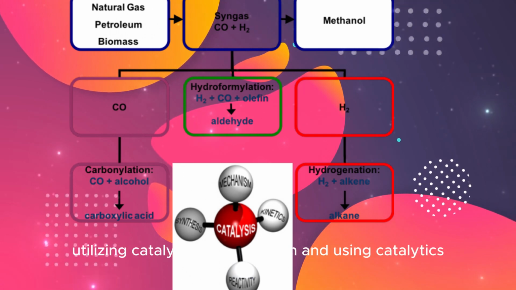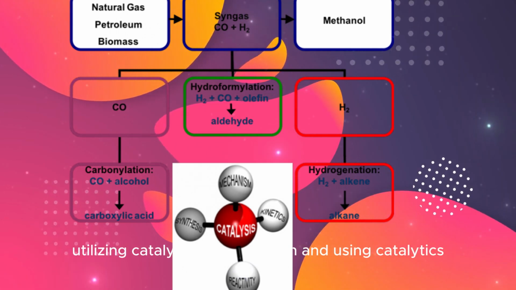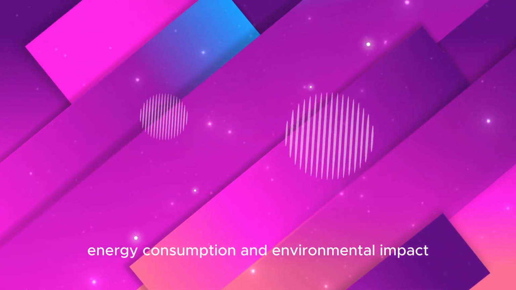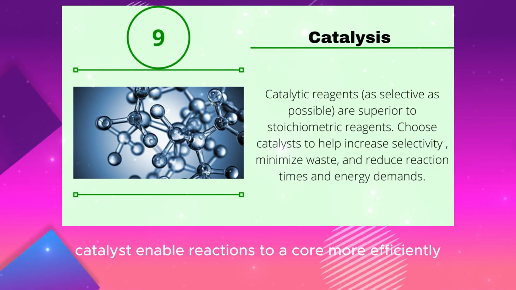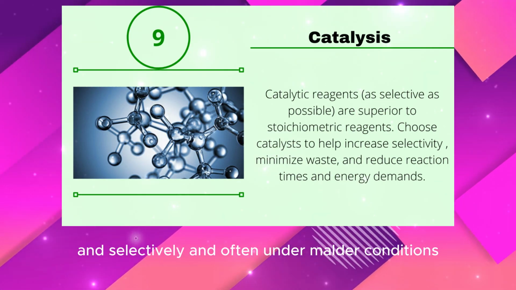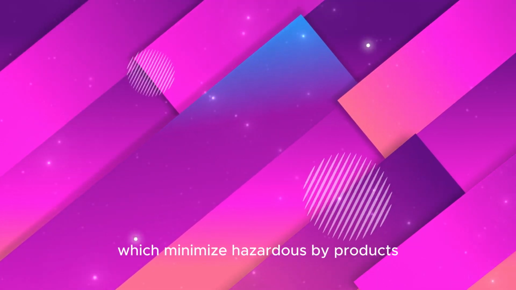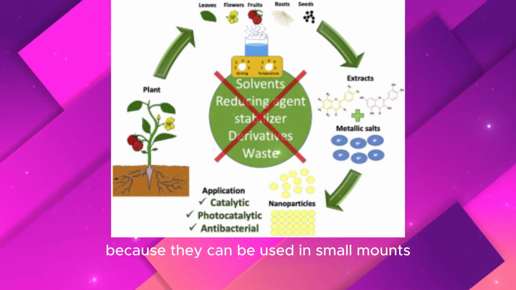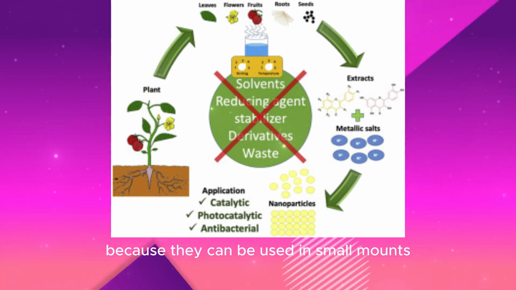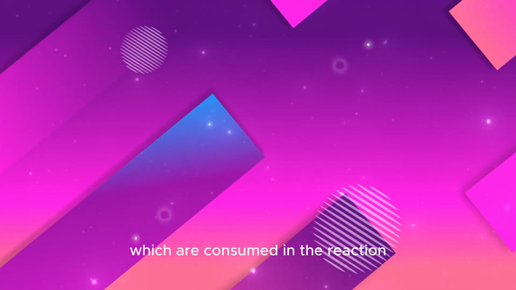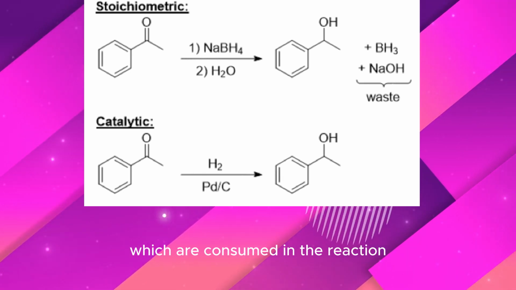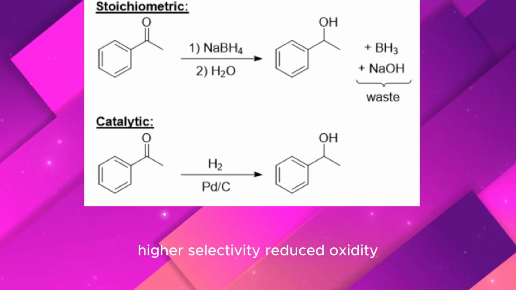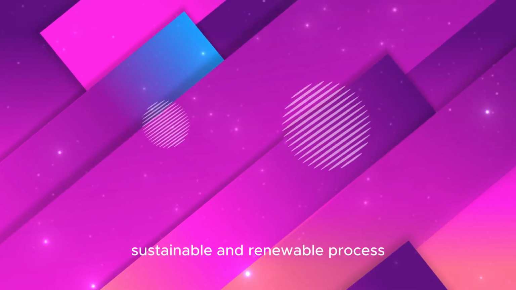In green chemistry, utilizing catalysis means designing and using catalysts to speed up chemical reactions while reducing waste, energy consumption, and environmental impact. Catalysts enable reactions to occur more efficiently and selectively, often under milder conditions which minimize hazardous byproducts. Catalytic processes are preferred because they can be used in smaller amounts and regenerated, rather than consumed in the reaction. Some benefits are lower energy demand, higher selectivity, reduced toxicity, and sustainable and renewable processes.